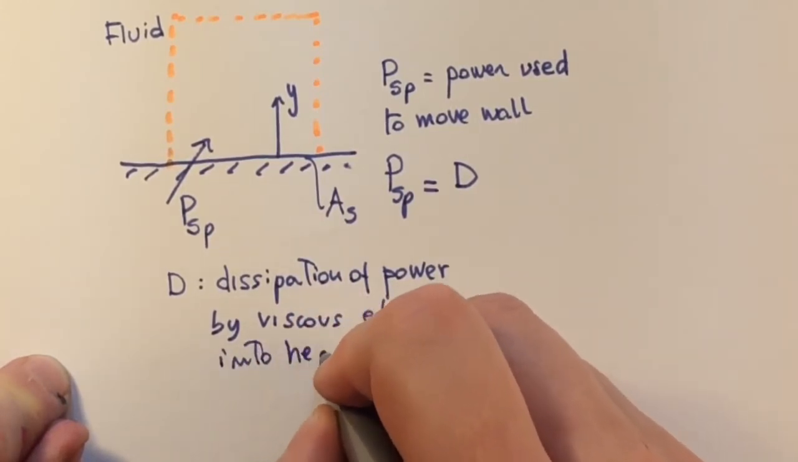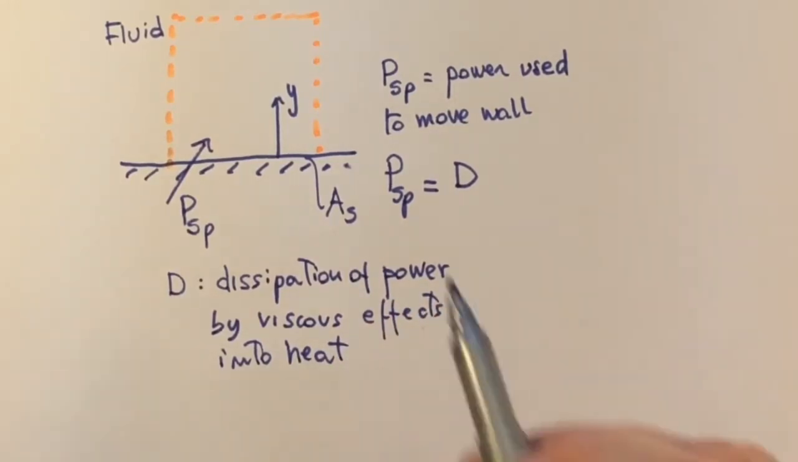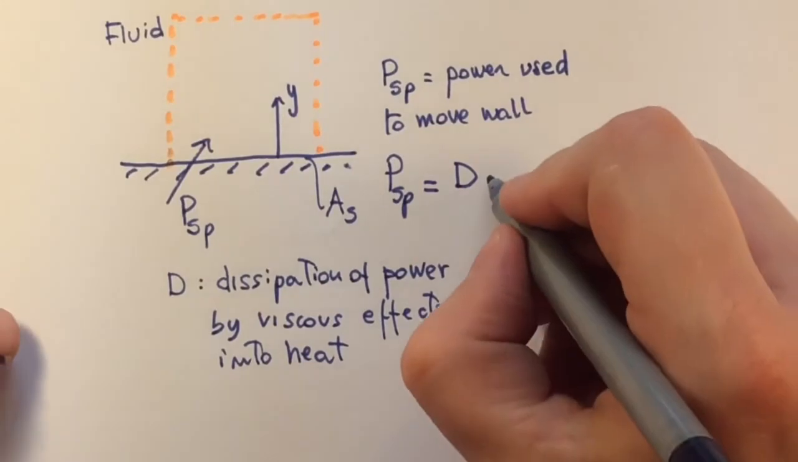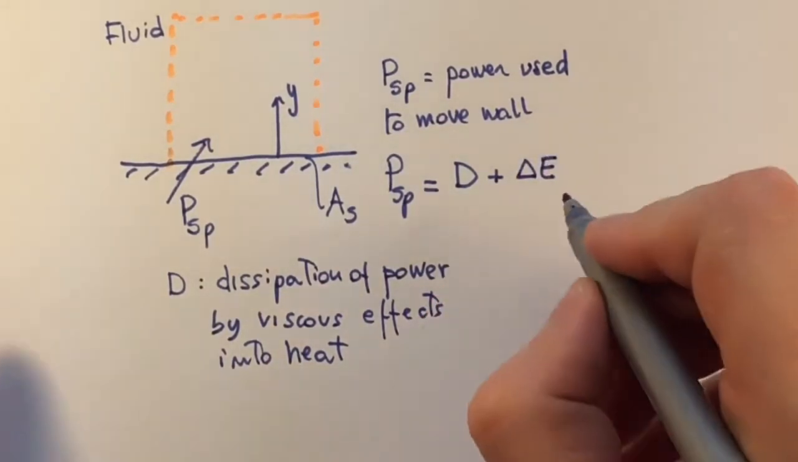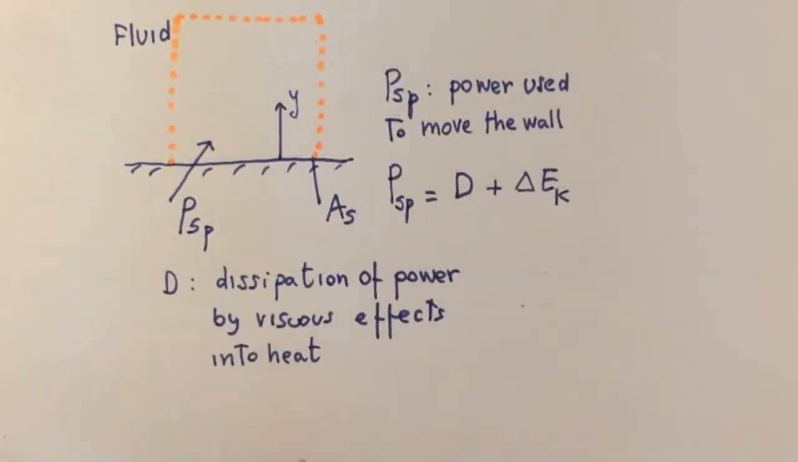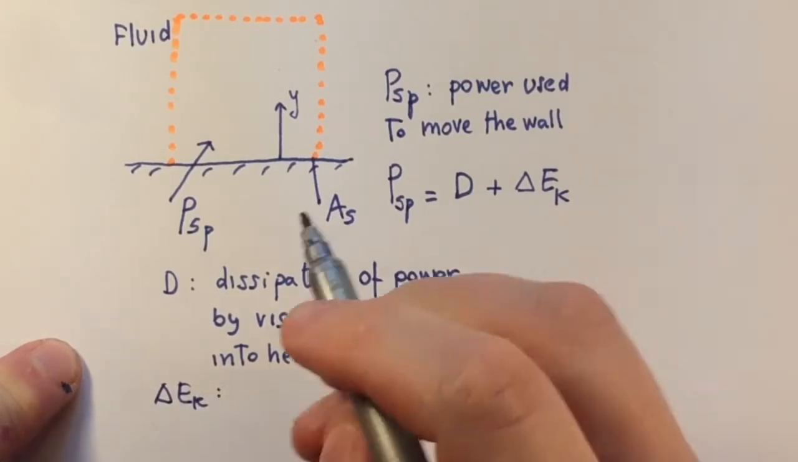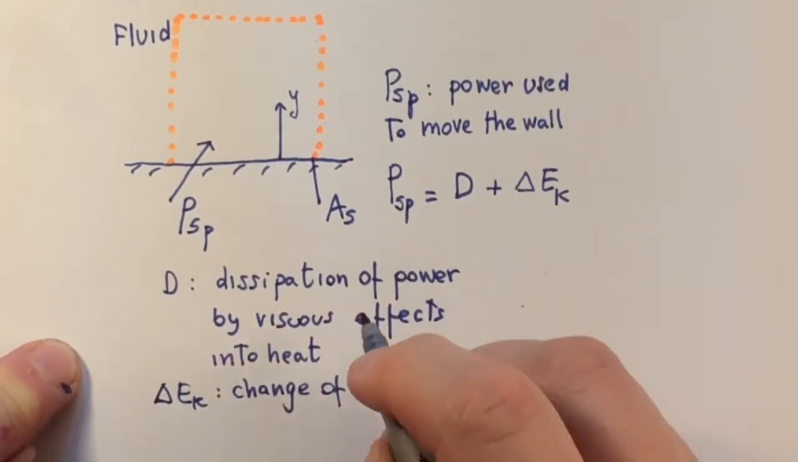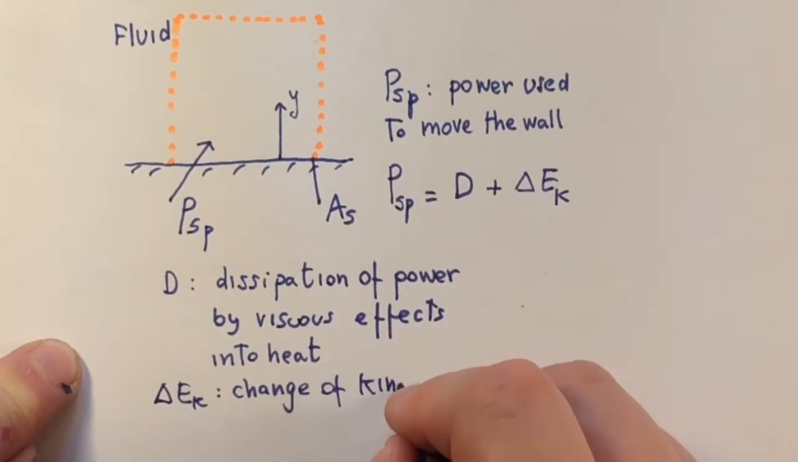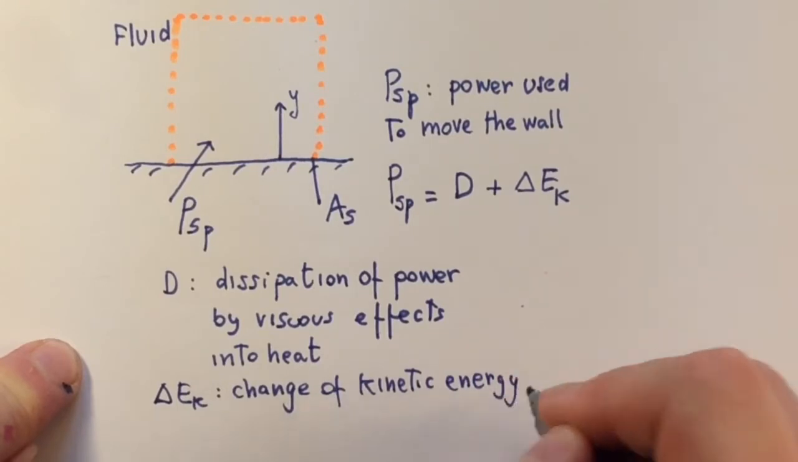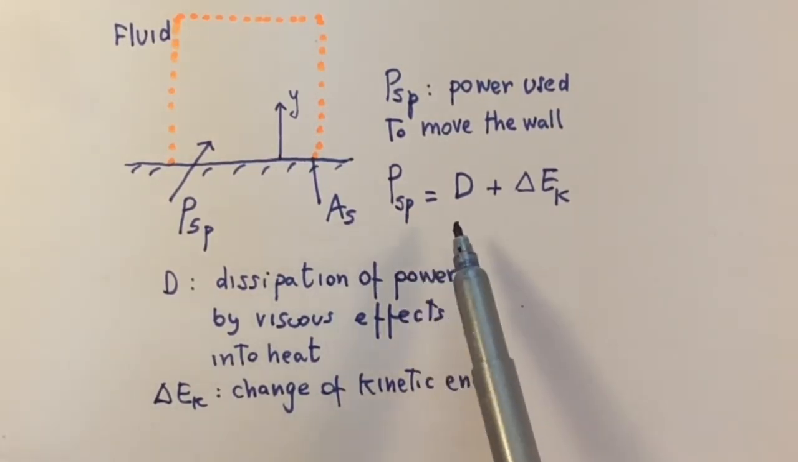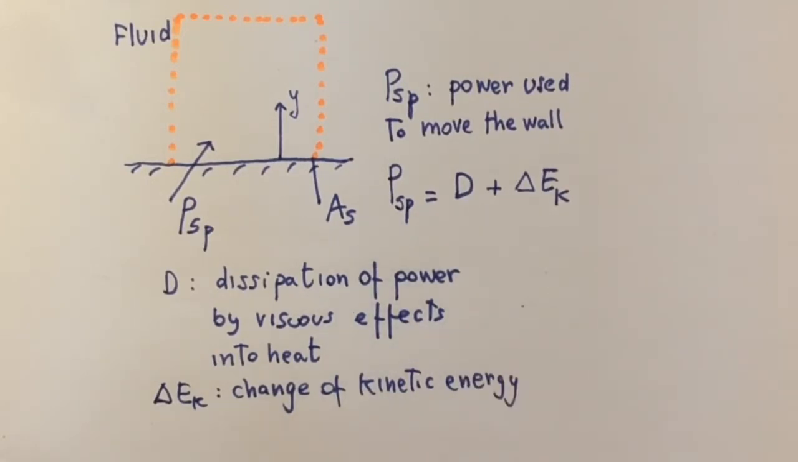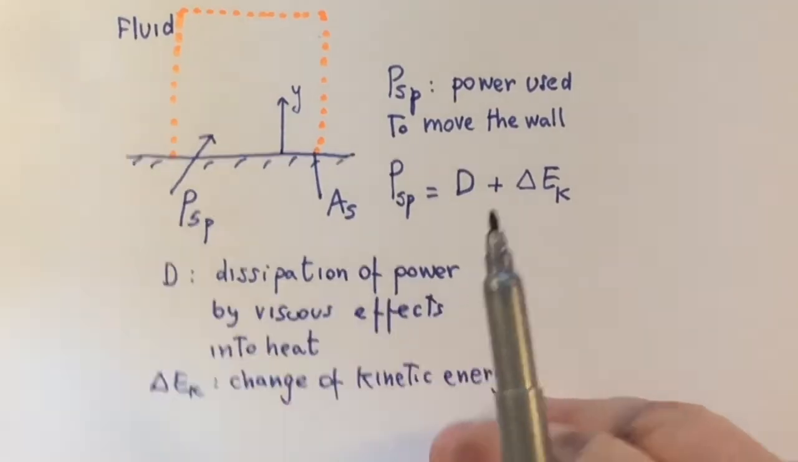And then at each instant in time, the power that we spend, we inject into the control volume from the wall. So part of it will be dissipated into heat, and part will contribute to the change of kinetic energy. So delta EK is the change of kinetic energy. So at each instant in time, the power spent is dissipated into heat and contributes to a change in kinetic energy.